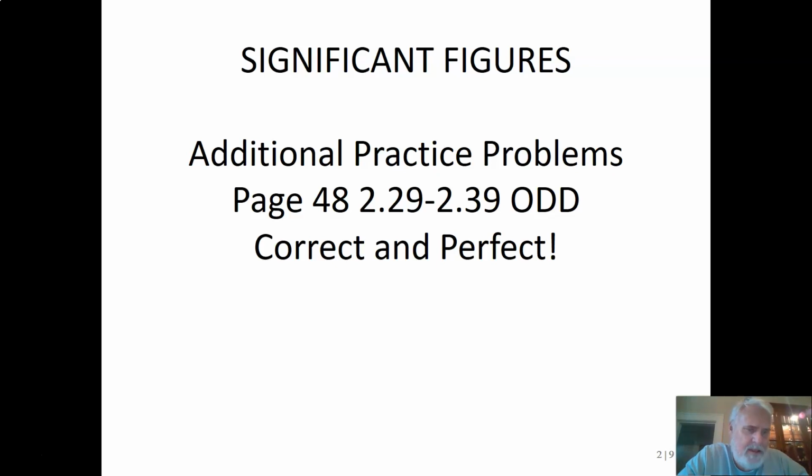Additional practice problems, strongly recommended. I know you guys are like, yeah, I got this stuff, but I am giving you a couple of days to prepare for the quiz. So you might want to hit those problems a little bit and go back to when you were more fine-tuned in the skills of using significant figures, because we haven't used those in a while. So do the odd problems, check them in the back of the book, and correct and perfect them.